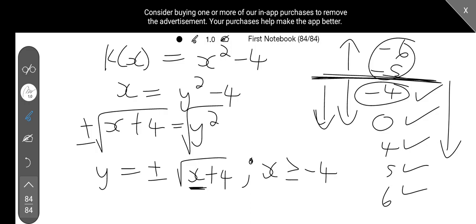So make sure you grasp this. As long as you have a square root, you must place a restriction. They will give you a mark for this, there will be a mark for the restriction.